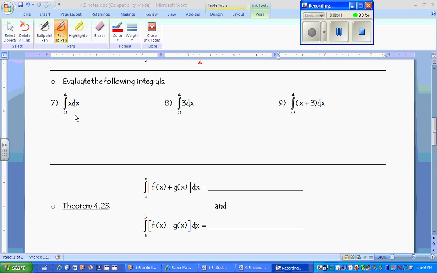Alright, I'd like you to go ahead and try 7, 8, and 9. Evaluate each of these integrals by finding the area under the curve, just like the ones we've been doing.